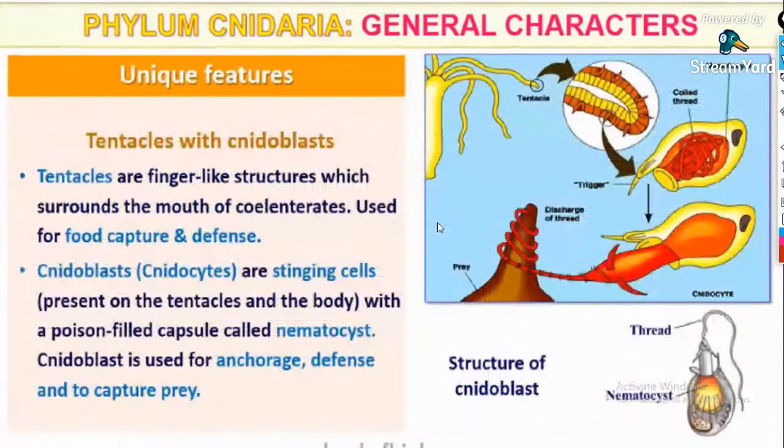Yes, the unique feature, that is the tentacles with the cnidoblast. Tentacles are finger-like structures which surround the mouth of coelenterates. A very important function of tentacles is food capture and defense.